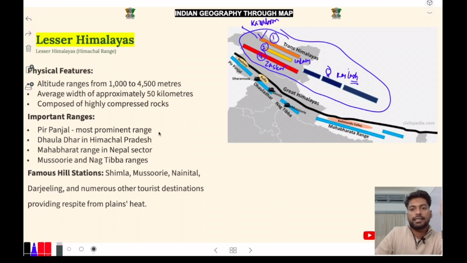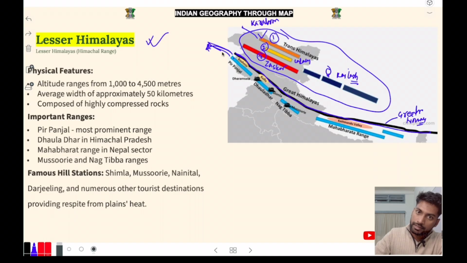After that, you see a continuous chain of mountain. This one, देखो अच्छे से दिखा गया ना, continuous chain of mountain. This is your Greater Himalaya. After that, you see a discontinuous chain. देखो, this chain, नीचे वाला chain जो दिख रहा है ना, this is your Lesser Himalaya. This color, this one. So now see, this Lesser Himalaya consists of first range, that is your Pir Panjal, the most prominent range.